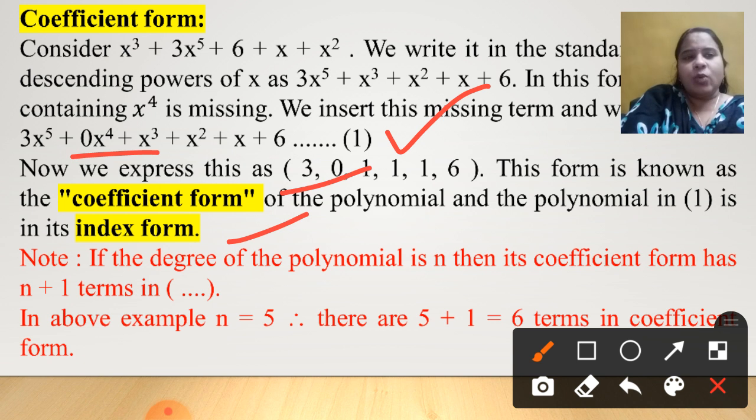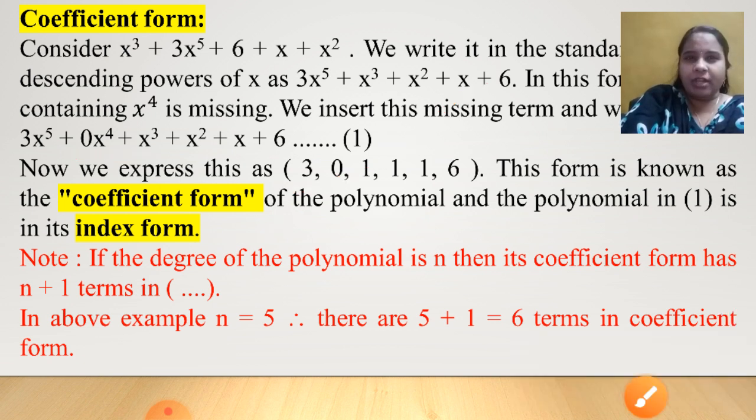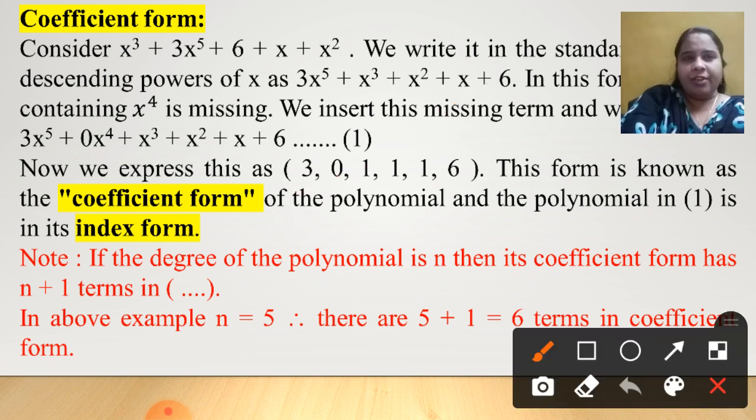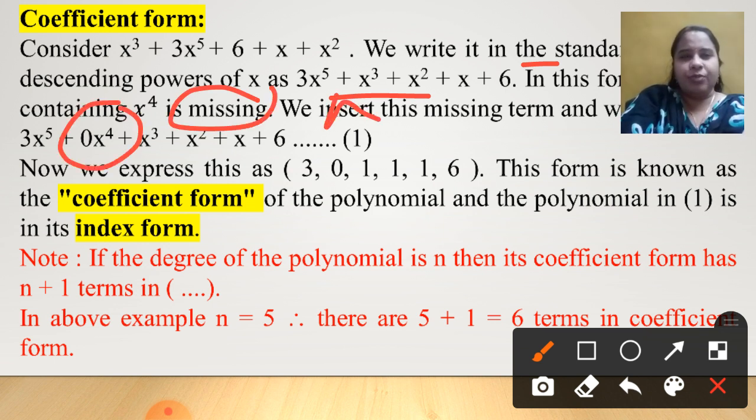Okay. So what are the steps to remember? In order to get a polynomial in coefficient form, write it in standard form first. That is descending order of the power of the variable. If any term is missing, insert that term by writing 0 coefficient and then collect all the coefficient terms in round bracket like this, followed by commas in between. I hope all the steps are clear.